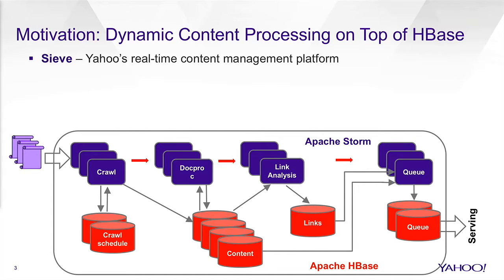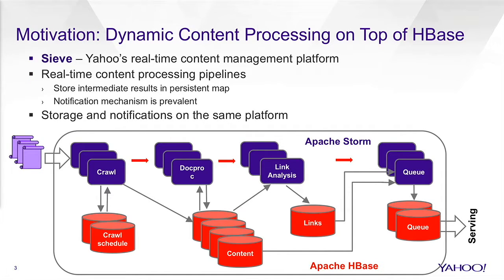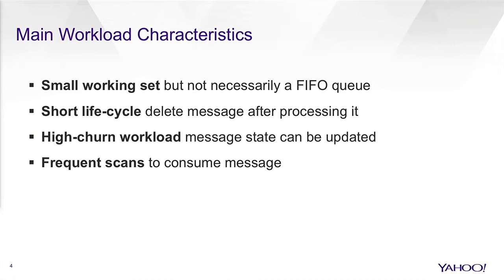Okay, we have producer-consumer relationships between the two bolts. We store data in an HBase table, and then we use it to process the next one. Okay, so what is interesting about this workload? Okay, so what do we have here? A small working set. We just put messages. It's not exactly a FIFO queue, but some queue, and then we use them. So the lifetime of the message is short. We have high churn. The messages are updated, and also we scan those messages to find the new ones.